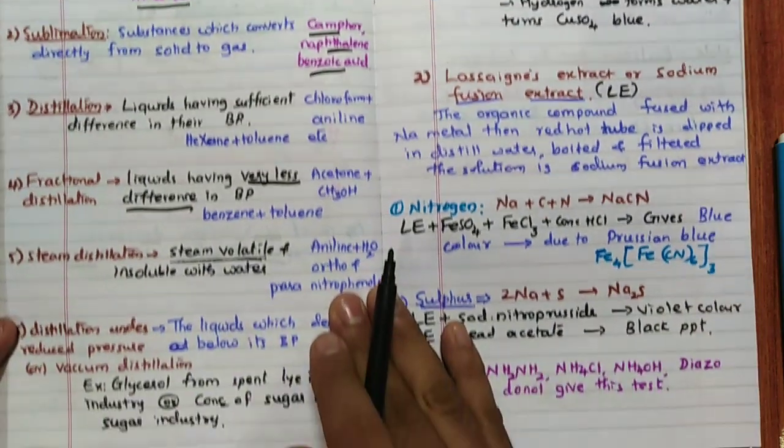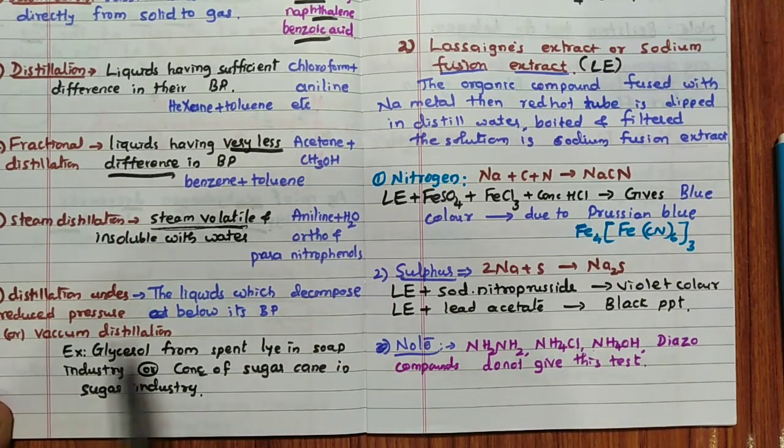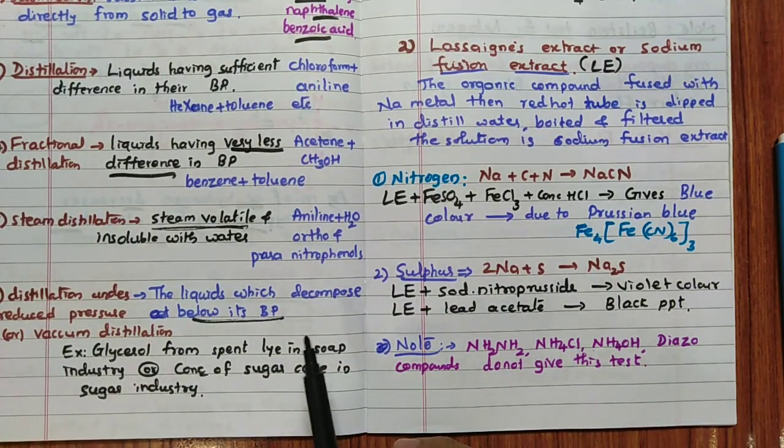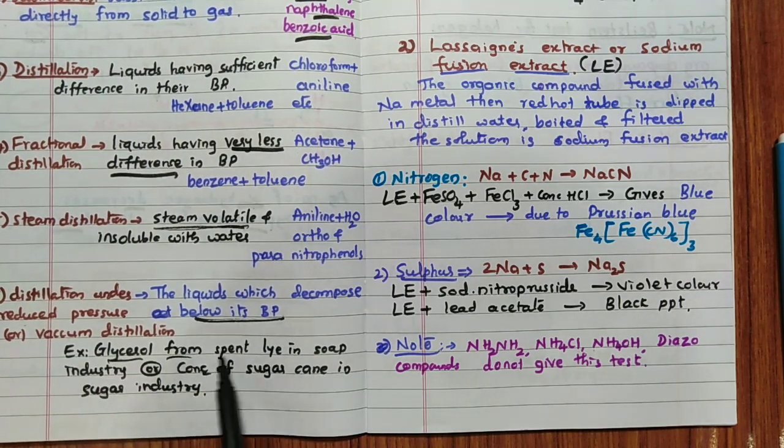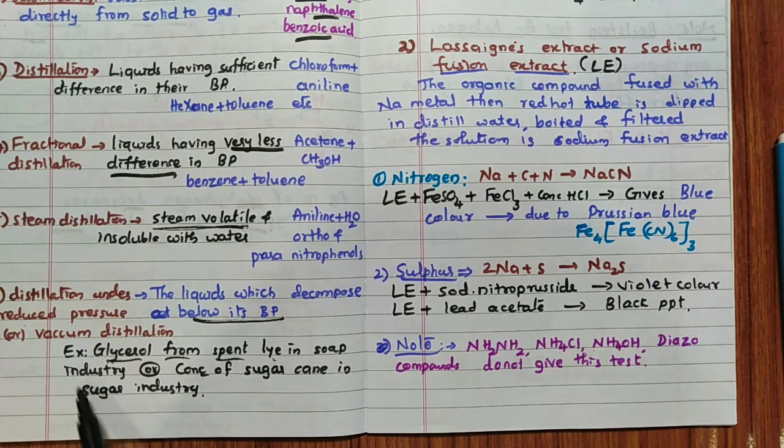Then distillation under reduced pressure. Here the liquid decomposes below its boiling point, very important. So below its boiling point it will undergo decomposition. In such a case, remember, we decrease the boiling point of the substance by reducing the pressure, that is, distillation under reduced pressure. So glycerol from spent lye in the soap industry, a very important example, remember.